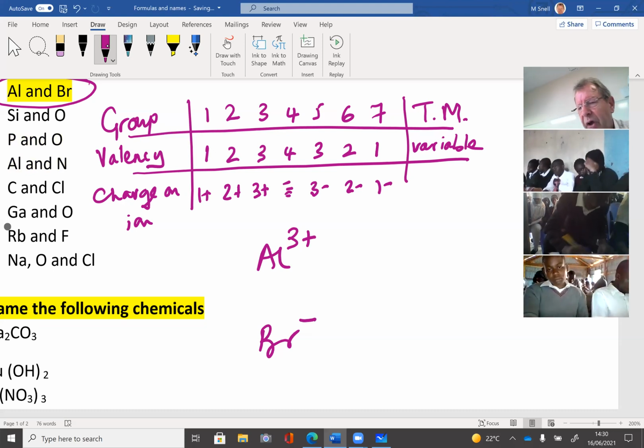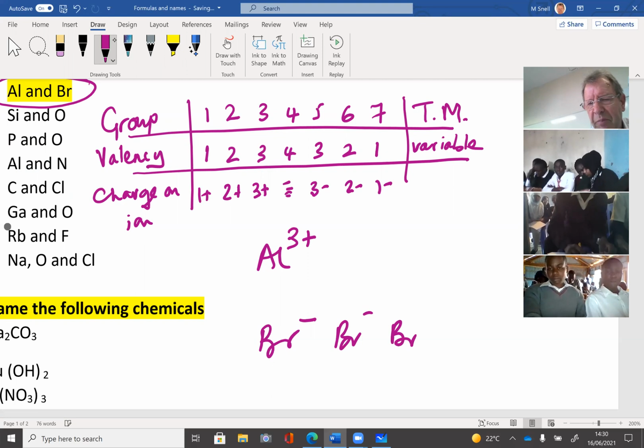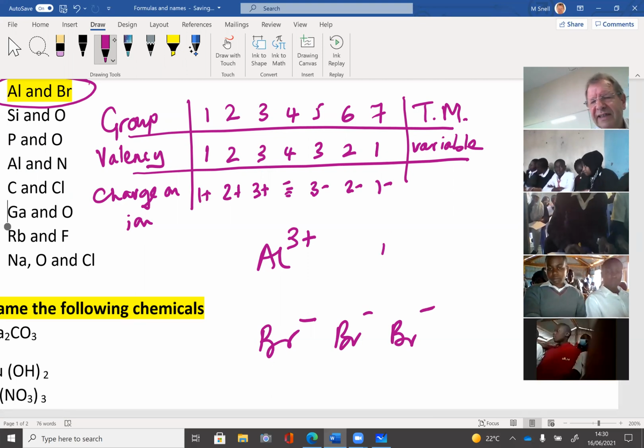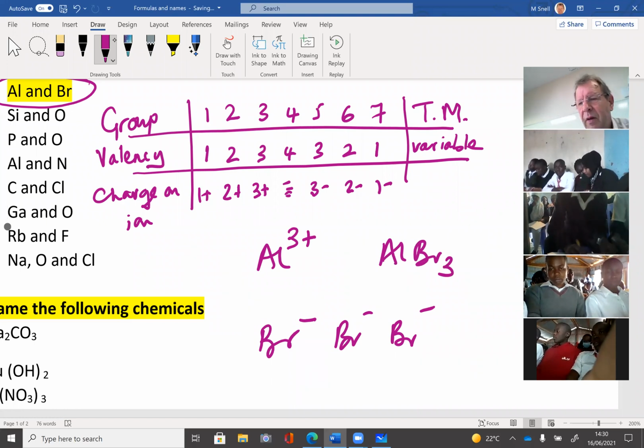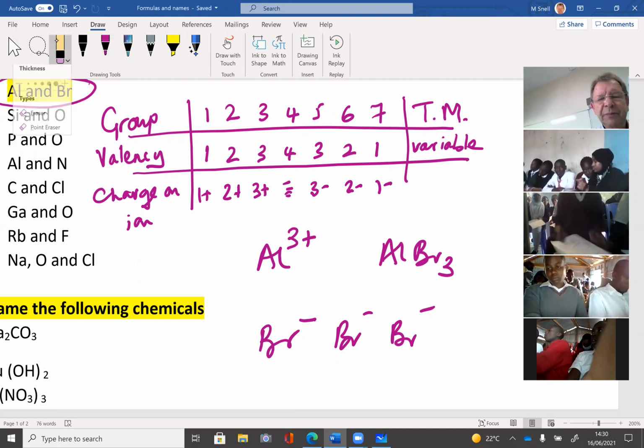So what I need is for Al and Br to be neutral together. Well, there are 3 pluses here, so I need 3 minuses, which means I will need Br and Br and Br. Look, this is AlBr3. Okay, so either way is okay.